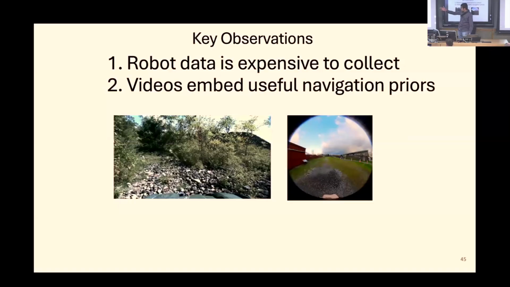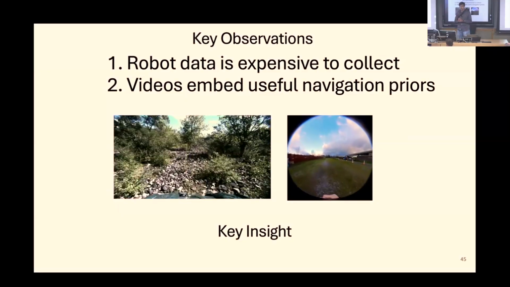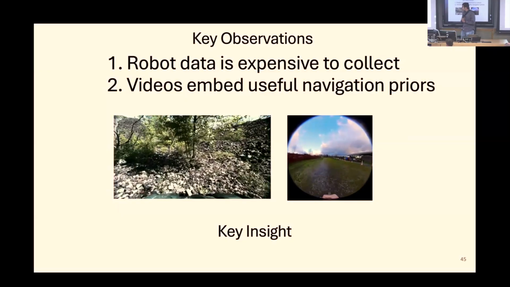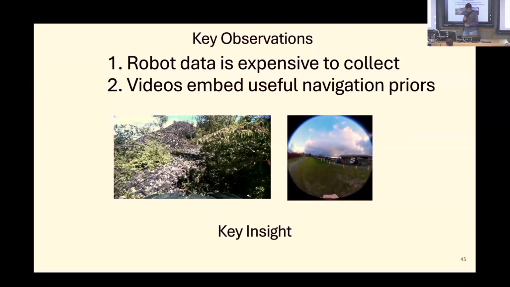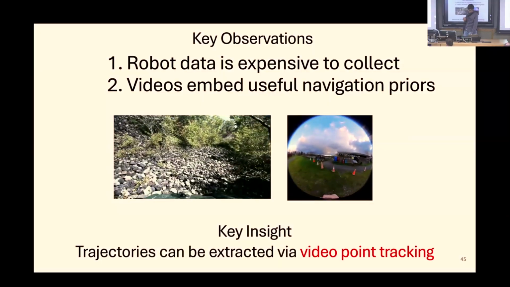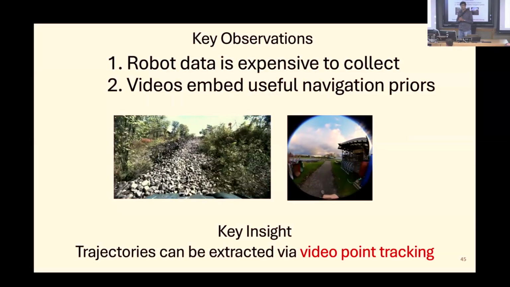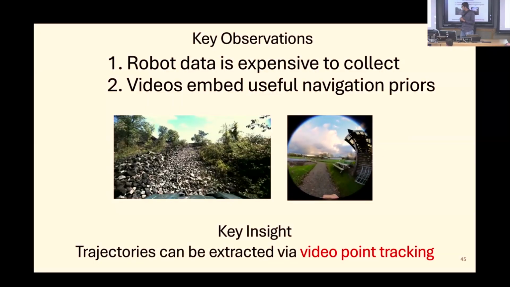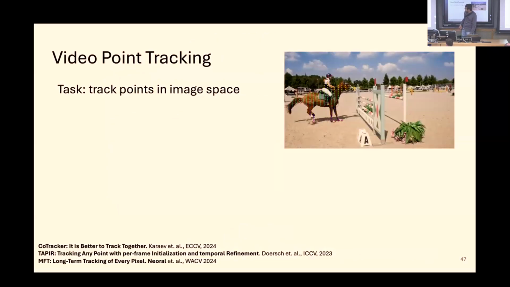Notice that we have these kinds of videos from either the robot on the left or people walking in environments in a vlog style video. And hopefully there's something useful we can leverage here. The key insight is that we can extract useful navigation priors like trajectories or affordance heat maps via video point tracking. So let me explain this a little more.